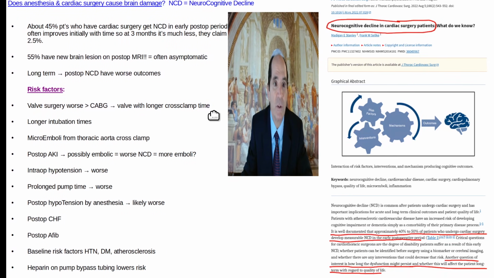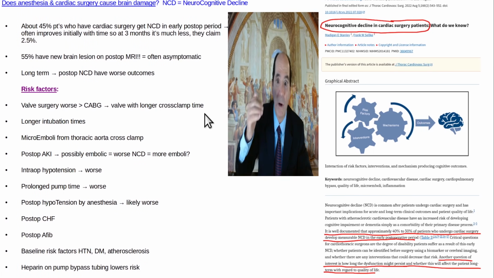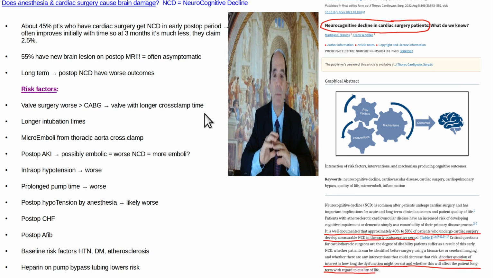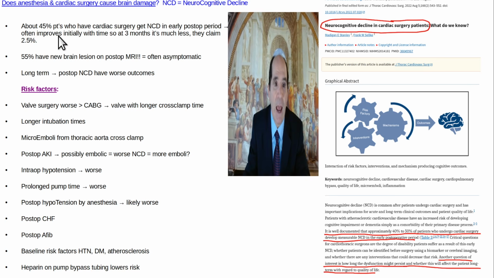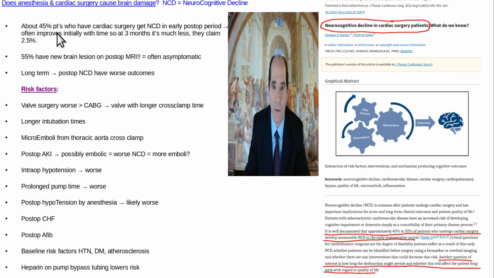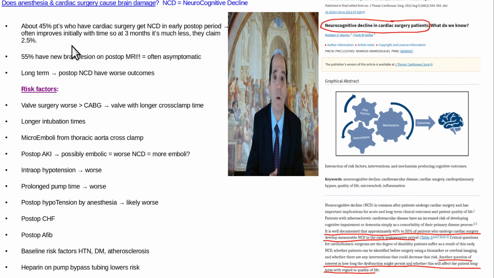About 45% of patients have some type of neurocognitive decline after surgery in the early postoperative phase. They typically recover, often quite a lot, often quite back to normal. They're actually claiming that on average 45% have some type of diagnosable neurocognitive deficit post-op, but that only 2.5% persist at 3 months. To me, that sounds like an unreasonably high recovery rate. Don't get me wrong, a lot of them do recover, but I don't think it's that much.